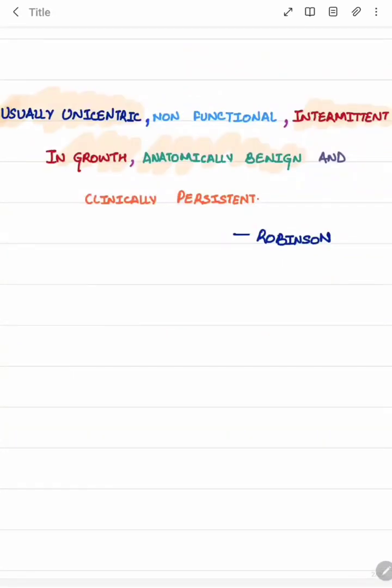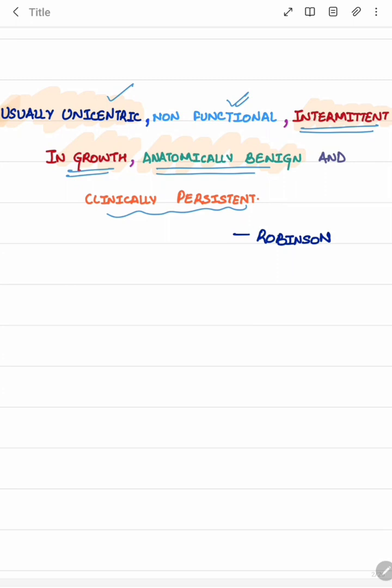Now, Robinson has also described this neoplasm. So, it is usually unicentric. It means that there is only a single center of origin. Then secondly, it is non-functional because it has no function. It can be intermittent in growth. Anatomically, it is benign. It means it is not malignant, and clinically persistent.